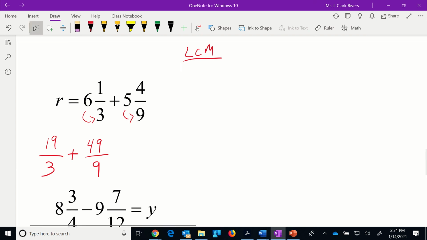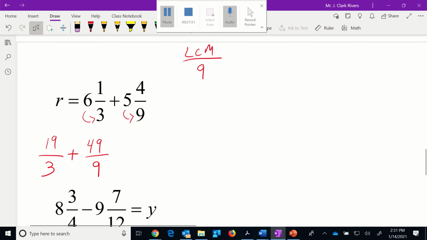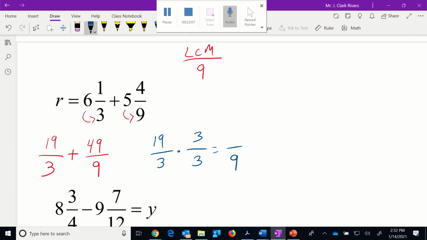Okay. Then we ask ourselves, what is the LCM of 3 and 9? We're looking at the denominators only, 3 and 9. LCM is 9. So work this problem out, keeping in mind the LCM is 9. Okay, so the only thing we have to convert is 19/3. To get a denominator of 9, we have to multiply 3 by 3, which means a 3 has to go in the numerator. We can multiply by 3 over 3. 19 multiplied by 3, we get 57/9.